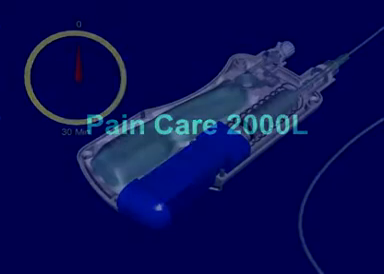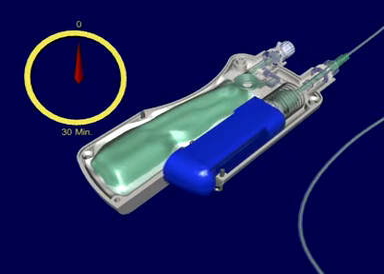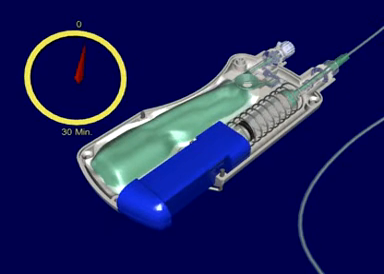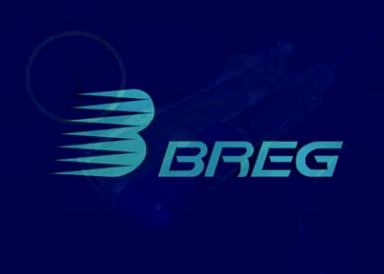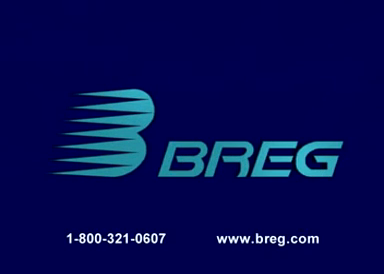The PainCare 2000L employs a lockout. A flow restrictor between the 50 cc fluid reservoir and 4 cc spring-loaded syringe provides a 30-minute delay in filling of the syringe. This prevents the patient from rapidly dispensing the medication. Bregg's PainCare line of products provide a simple, portable, effective, and inexpensive method of local wound site pain relief.